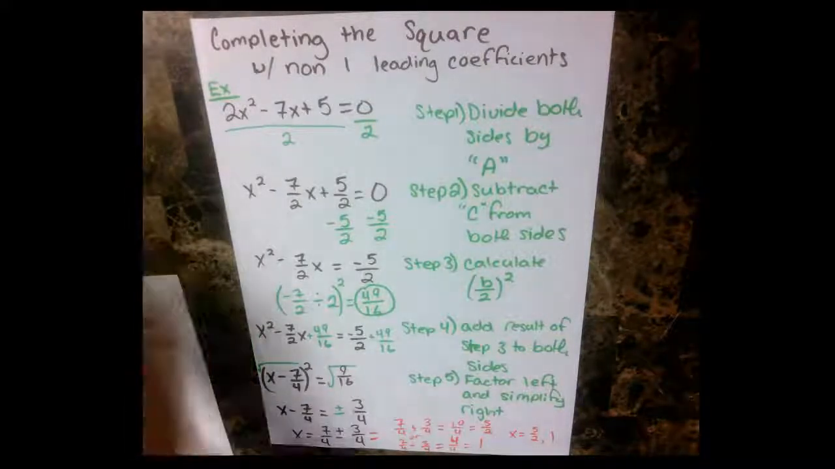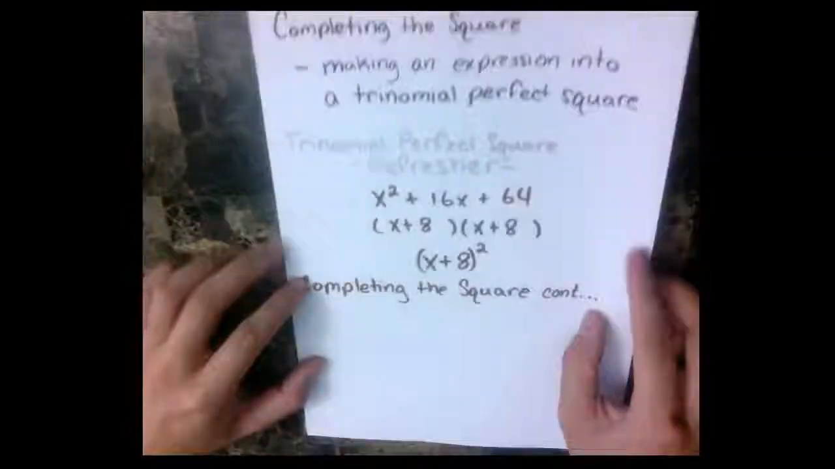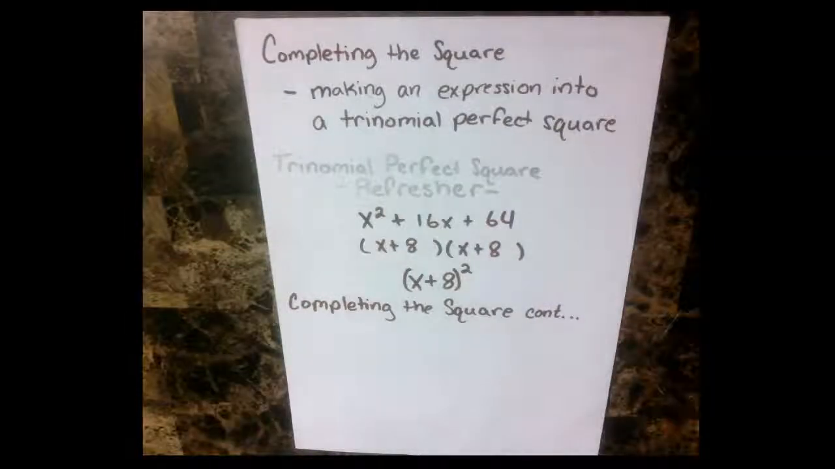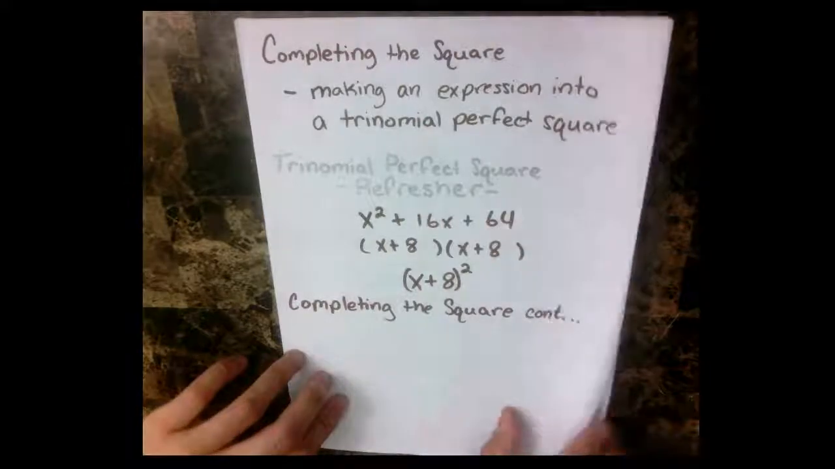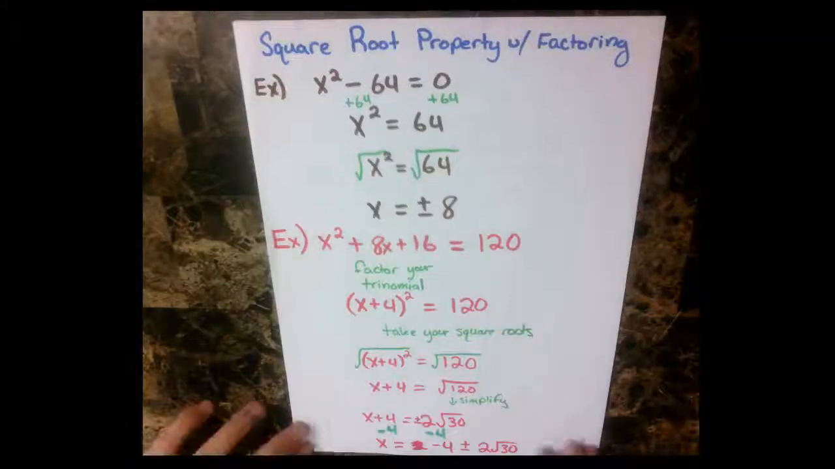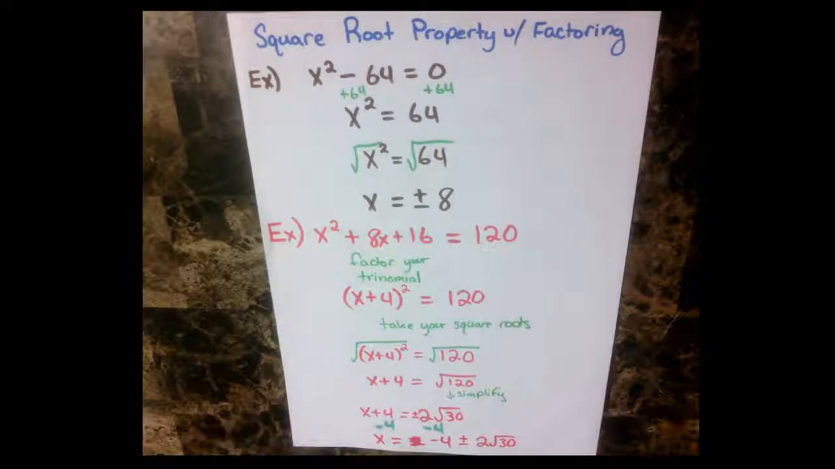Okay, so let's see. Sorry, had to get them back in order after I've thrown them all out of whack. But there's that first page, completing the square. It's just that intro page. All right, feel free to pause here. I'm going to go ahead and move on to page 2 now. Square root property with factoring, that's that whole page. Feel free to pause here.